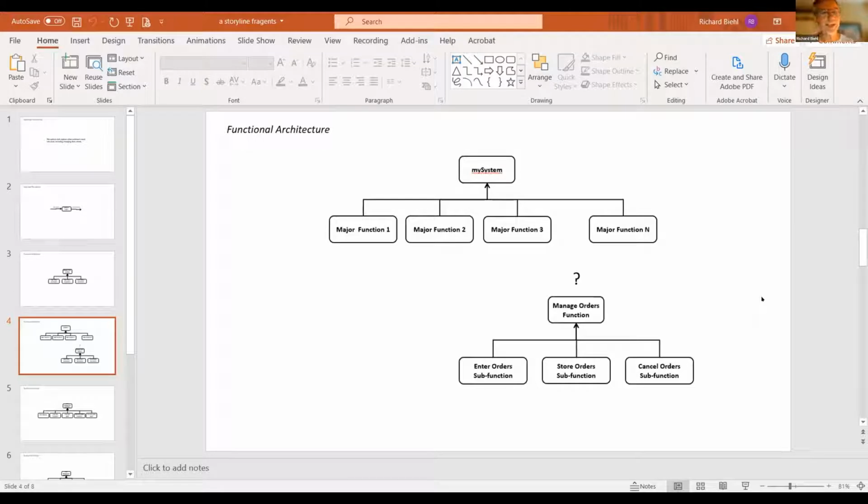So the problem isn't that we can't think of functions. Usually the problem is that we think of too many, and we go down too low a level of detail, and we mix up our levels of detail. So review your functional architectures in your document and ask yourself, how many major functions do I have? If I were to write a guide to my system, what would be the chapters? And that's what your major functions are.